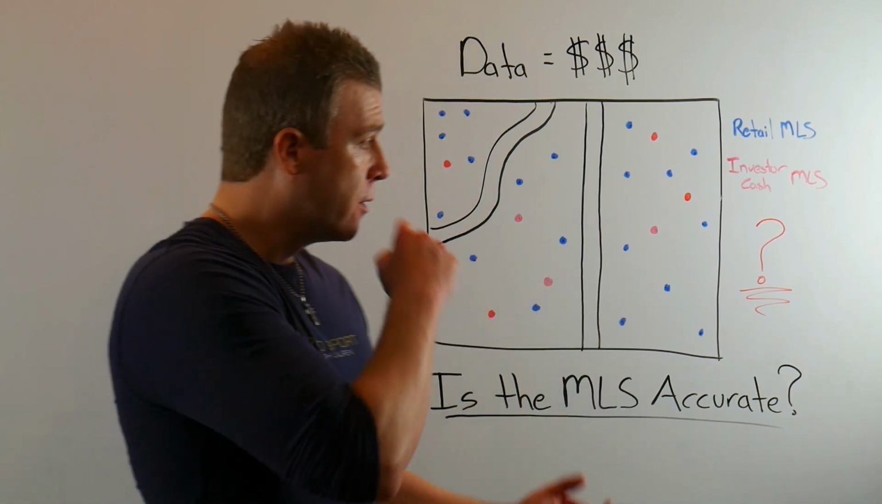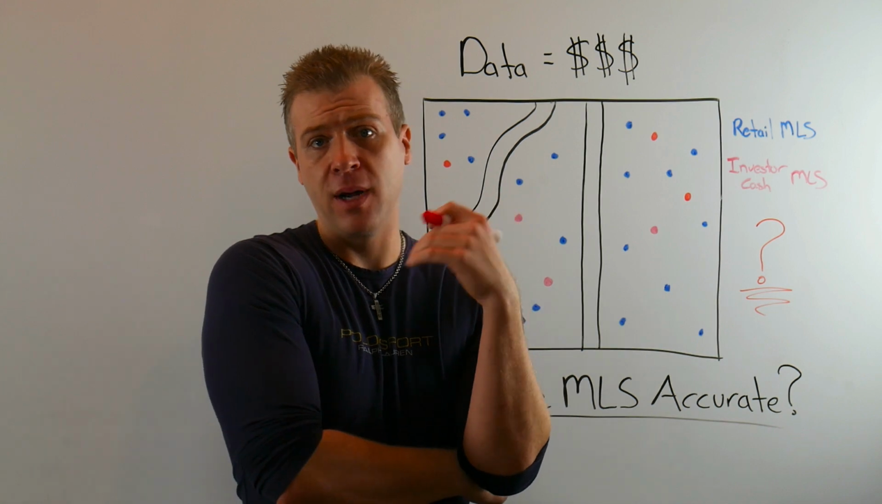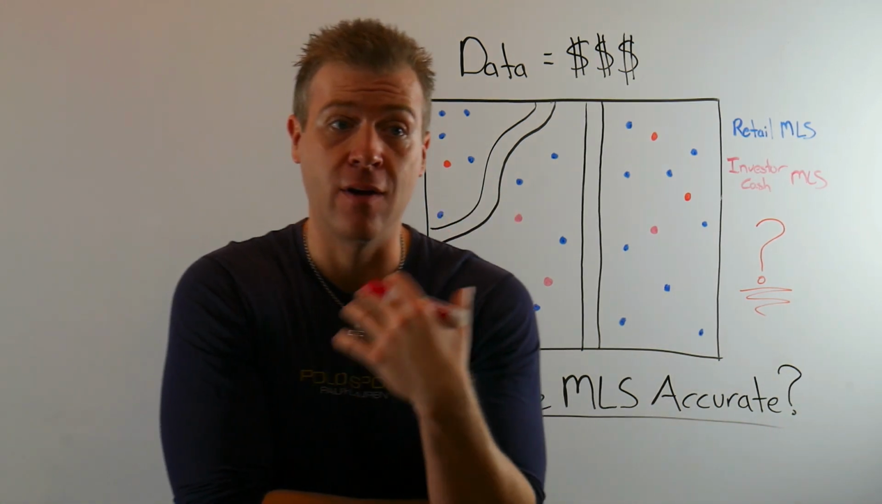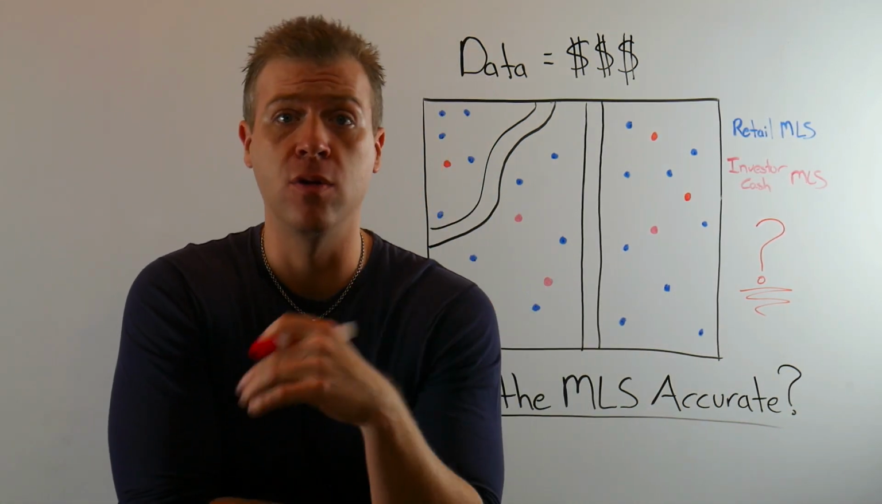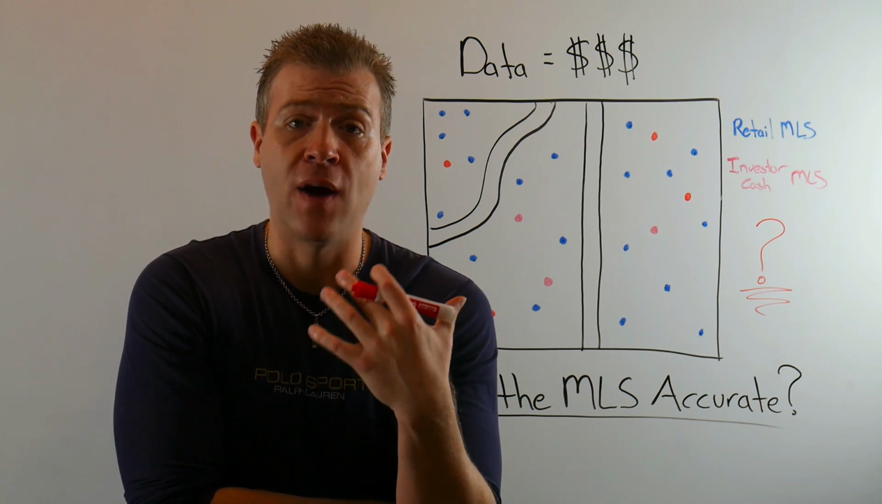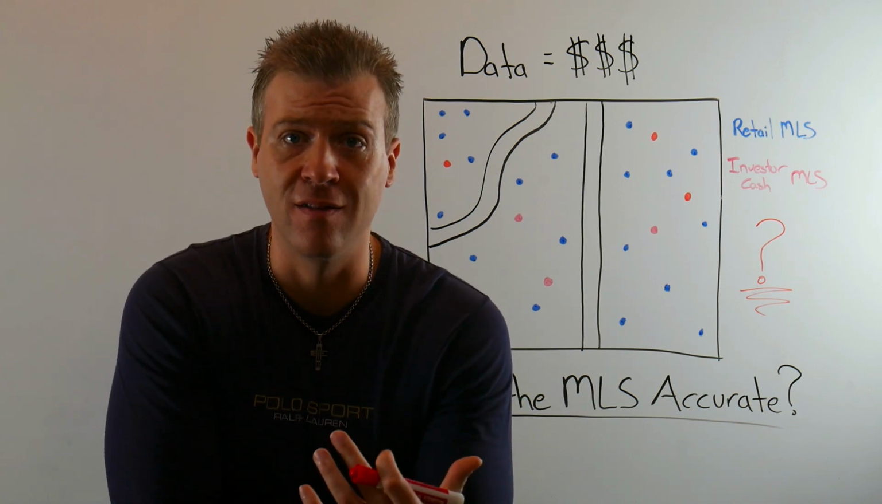What if I did not know that and I would never have bought that property in the first place? So there's a couple different types of properties that are represented by the orange. These would be cash buys that were not run through the MLS system, or owner finance properties that were not run through the MLS system.